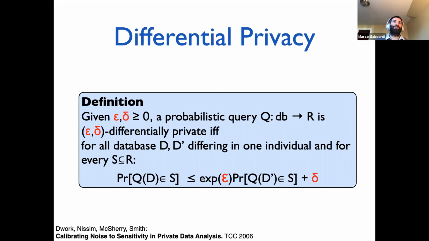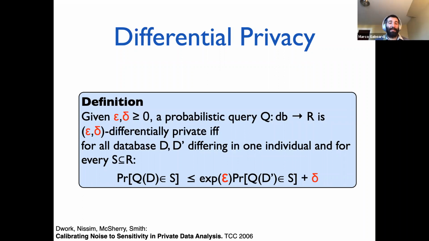In general, this definition says that a probabilistic program, you can think about Q as a probabilistic program, is differentially private for some parameters epsilon and delta if, when we take two data sets that differ in one individual, the probabilities of seeing some result when running the program on the two data sets are close. By close, we use this equation that you see here.